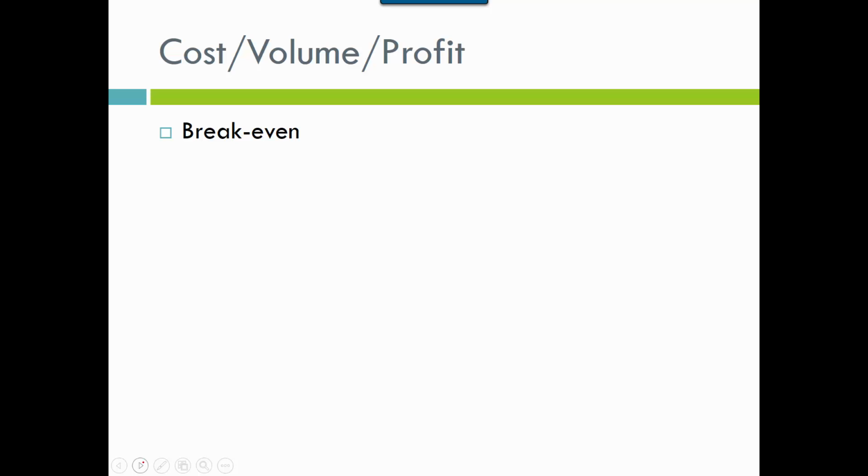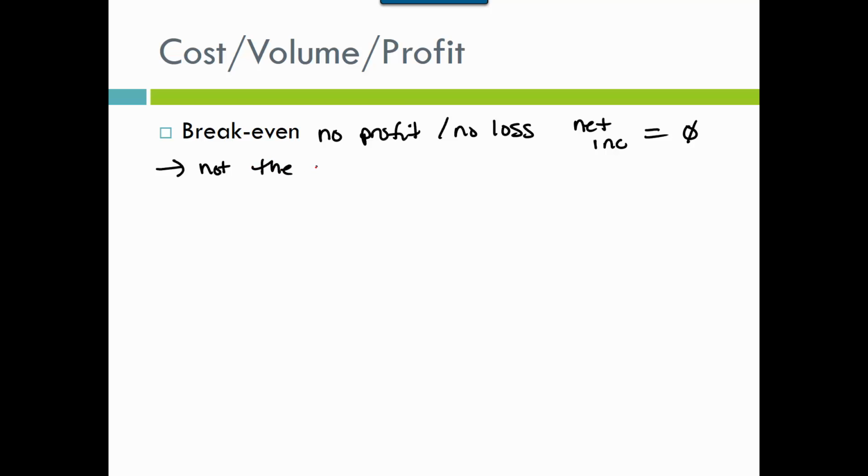So the break-even point is where I have no profit, but I have no loss either. And so my net income, or my operating income, is 0. Okay? This is not the goal. This is just a starting point for decision making. So I think you'll see what I mean here. But this is our starting point.